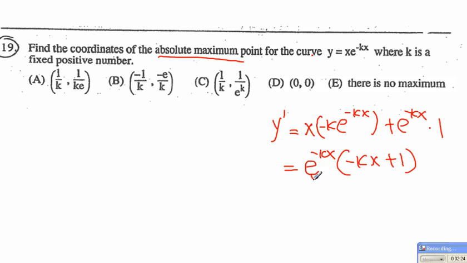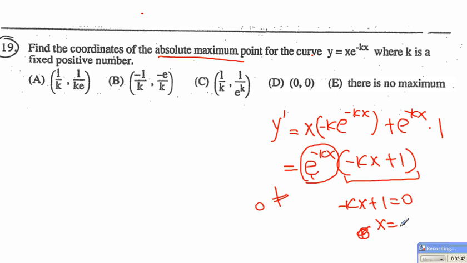When we try to set this to 0, since e to the negative kx will never be equal to 0, the only thing that's possible is this factor being equal to 0. Then we realize that negative kx plus 1 will equal 0 if x is equal to 1 over k. Now x has to be equal to 1 over k. That gives us this one and this one.